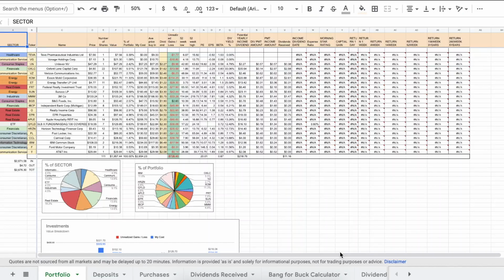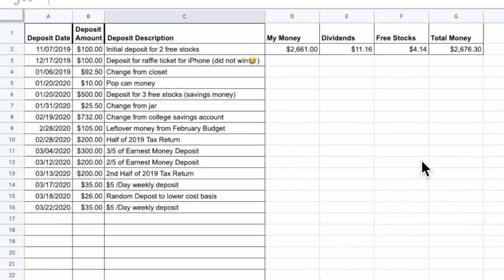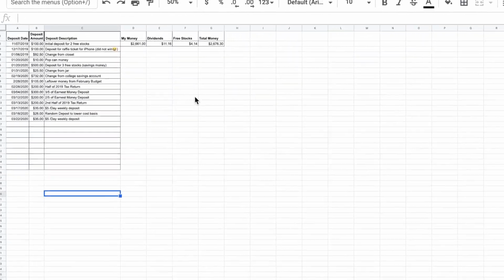Today we are coming straight from the spreadsheet. So I try to keep track of all my purchases, my deposits, and all the dividends I receive in my Google Sheet. The most important part we're going to get to right now is the deposits, because that's the only way you get to invest is if you deposit money.